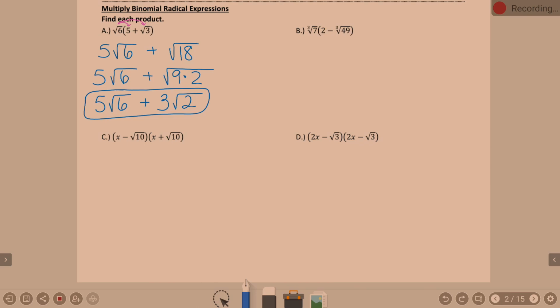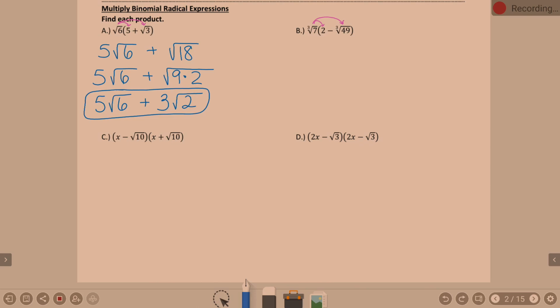Let's try at least one more here. Got about 5 minutes. I think we can definitely get at least one more in. Okay, part B. Cube root of 7 times the quantity 2 minus the cube root of 49. What do we have to do to get ourselves started? Distribute. We're going to have to distribute, aren't we? That cube root of 7 is going to distribute to both terms.